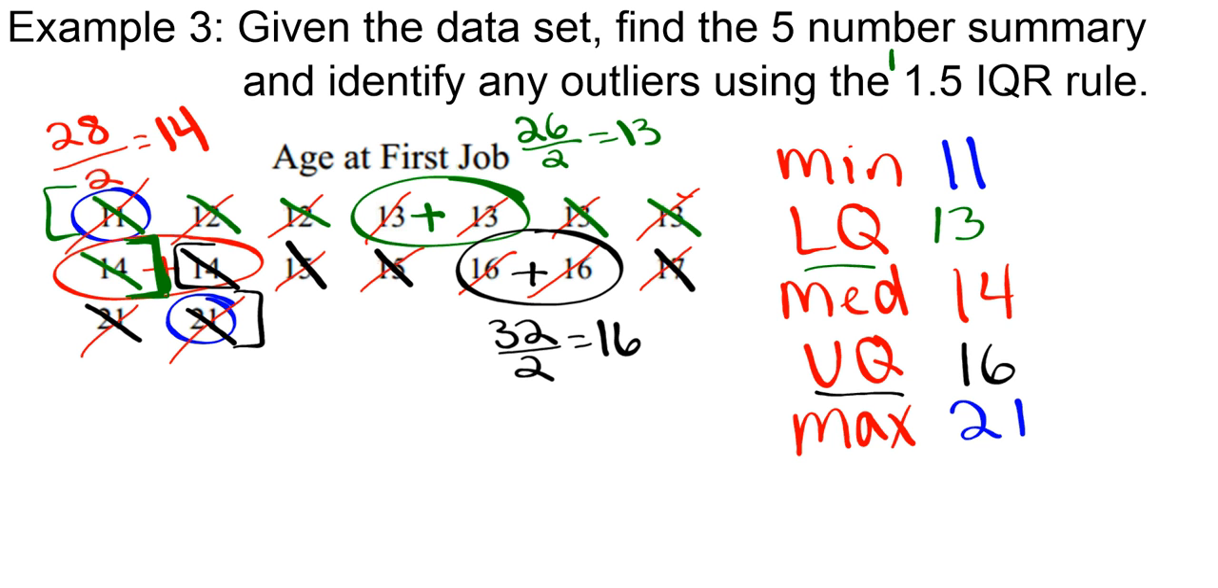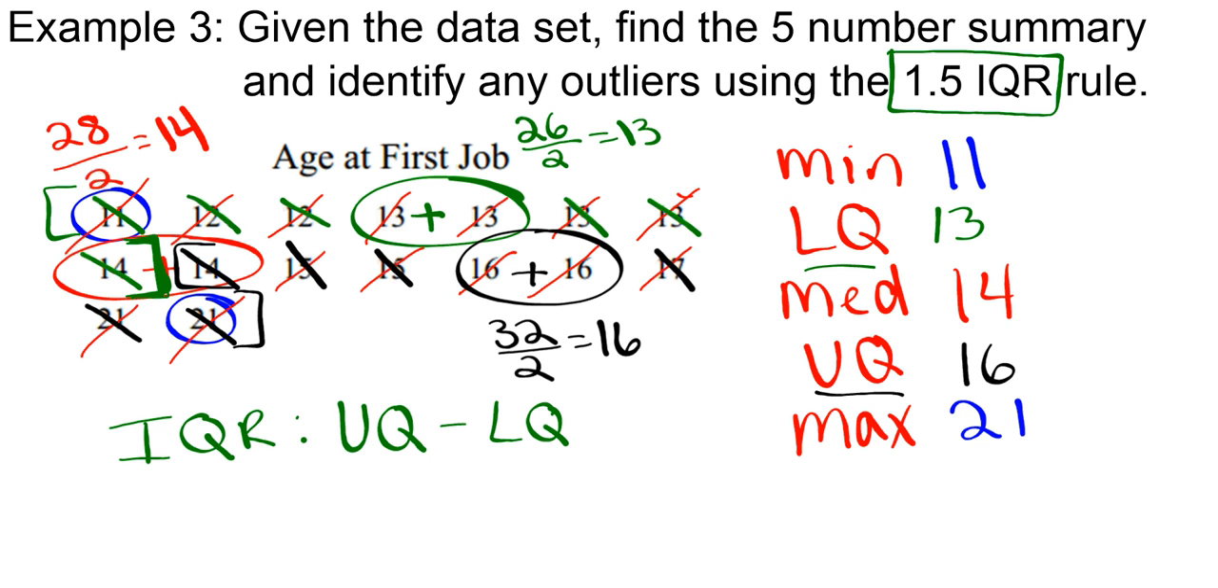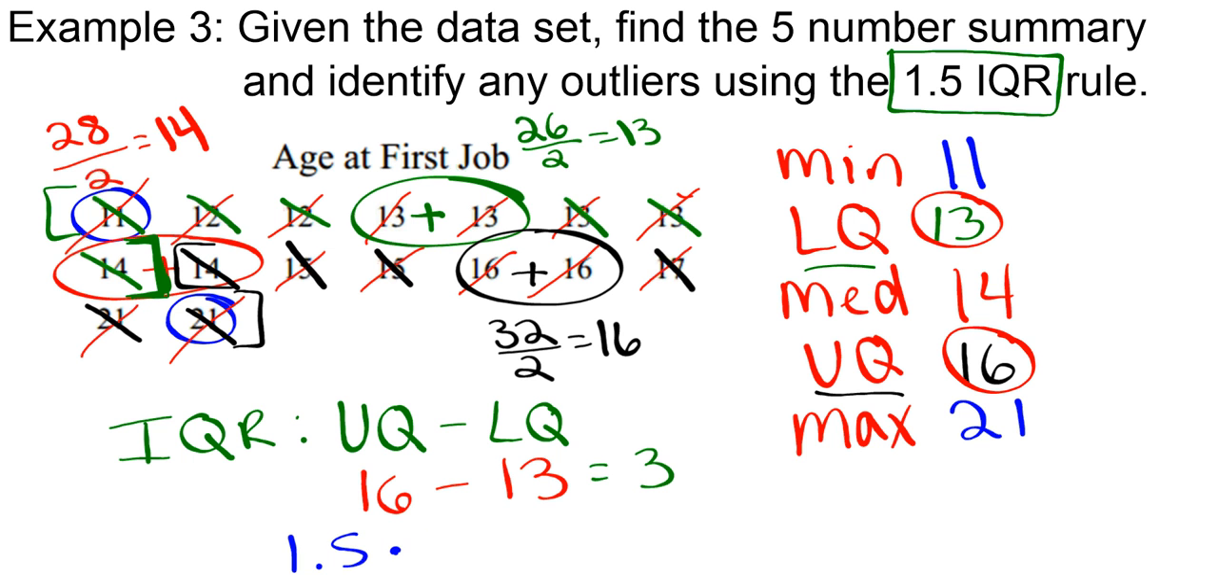Now, we need to find our 1.5 IQR. So first, we know the interquartile range, my IQR, is going to be my upper quartile minus my lower quartile. My upper quartile is 16, and I'm going to subtract my lower quartile, which is 13. That's how I end up getting my IQR to be 3. Now remember, it's not just your IQR. Now I have to take 1.5 and multiply it by 3. That's going to give me 4.5 as my 1.5 IQR.